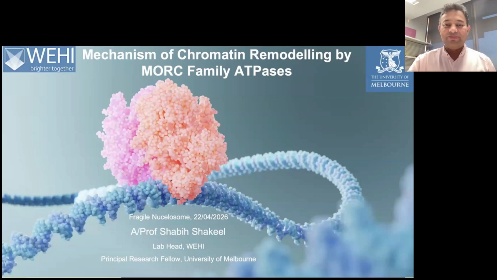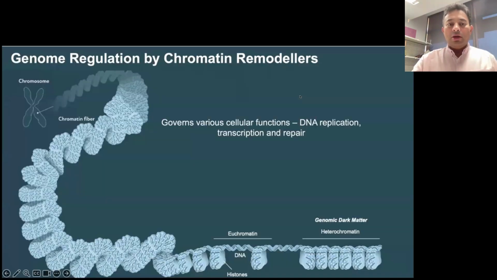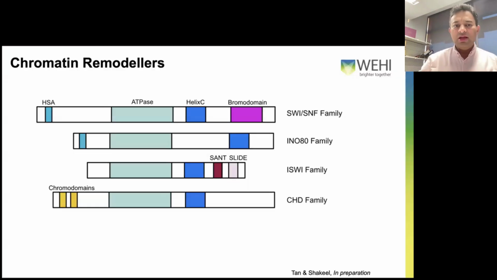So let's get started. Today I'm going to speak to you about the mechanisms of chromatin remodeling, which take place by MORC family ATPases. I don't have to preach to this audience, but chromatin remodelers govern various cellular functions, ranging from DNA replication all the way to transcription and DNA repair. And the way they do it is by controlling accessibility to the DNA.